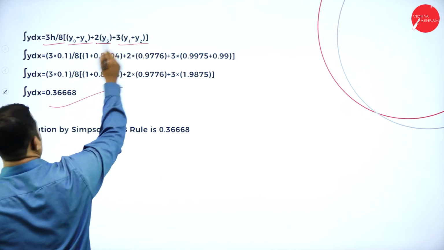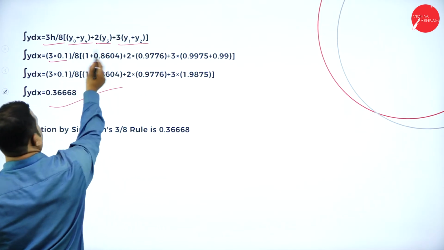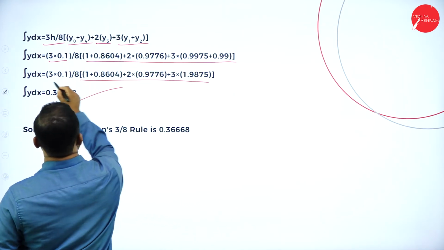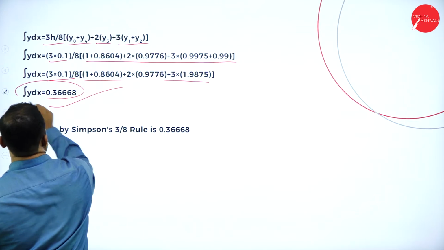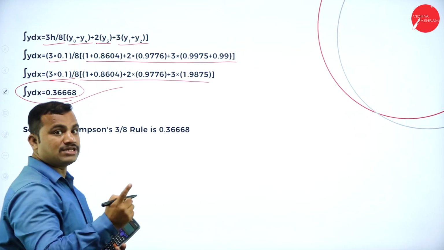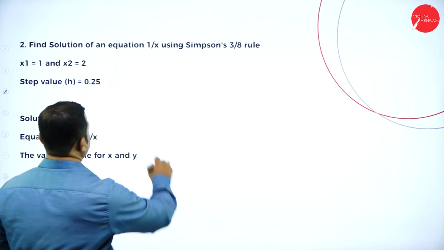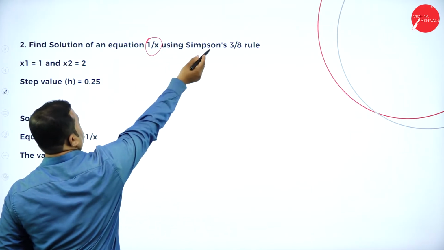times y1 plus y2. That is 3 into 0.1 by 8. If I simplify these terms, I'll get some value which is further simplified to this. We get this term 0.3668.